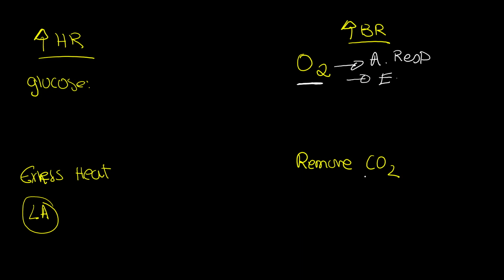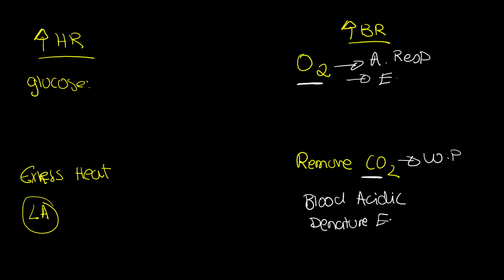I need to remove the CO2 because the CO2 is a waste product, because the CO2 will make the blood acidic. And this is very dangerous because this can denature my what? My enzymes. See, it's very easy when you understand it and it's nice and logical. So I have to remove the CO2.